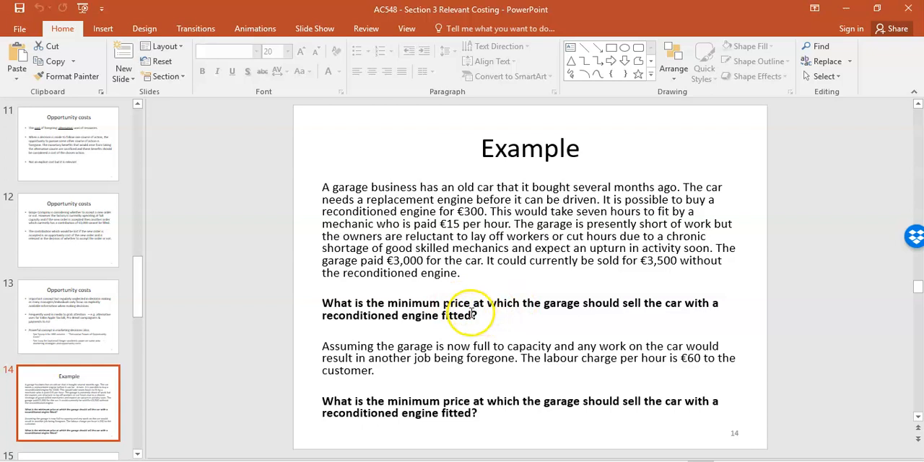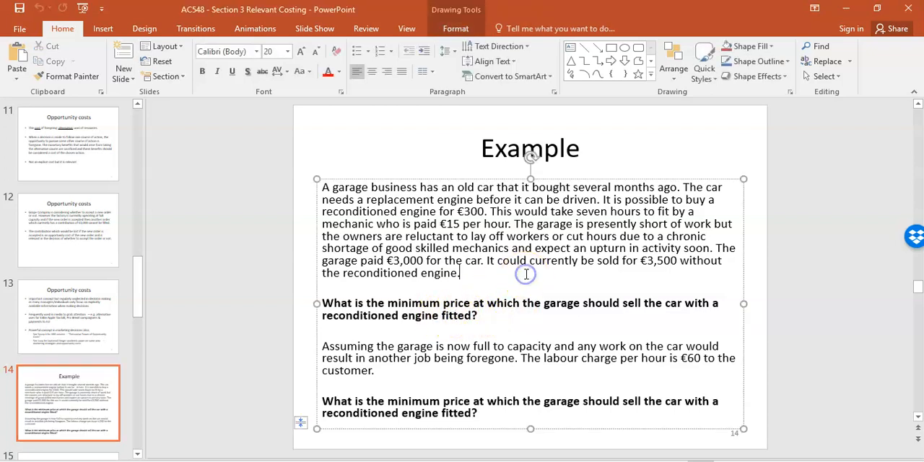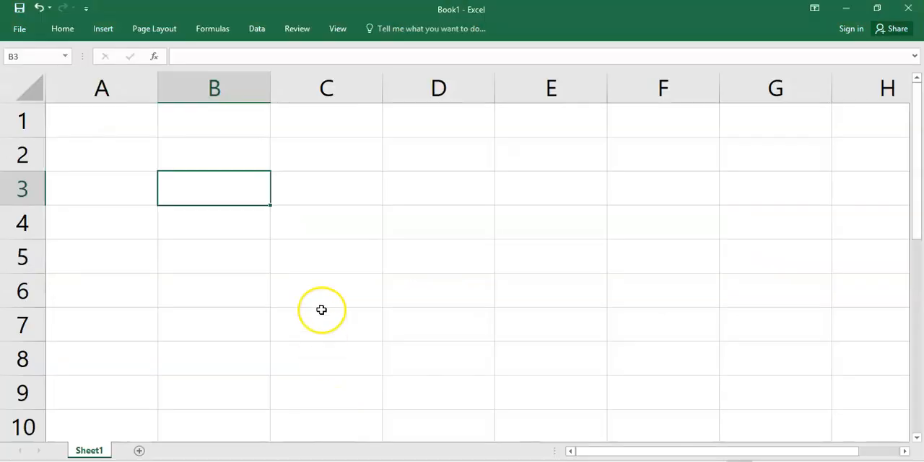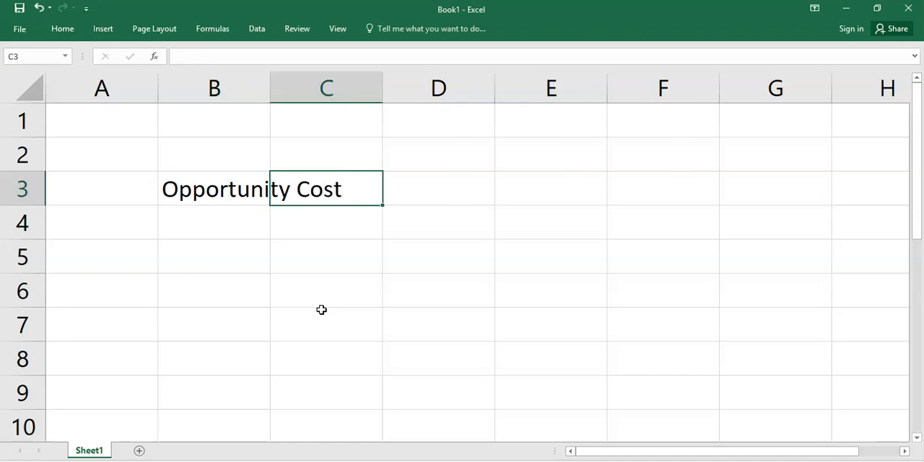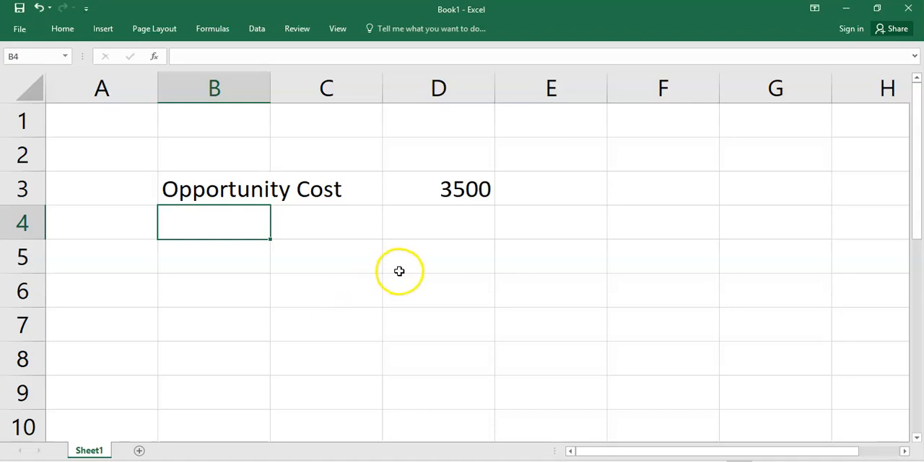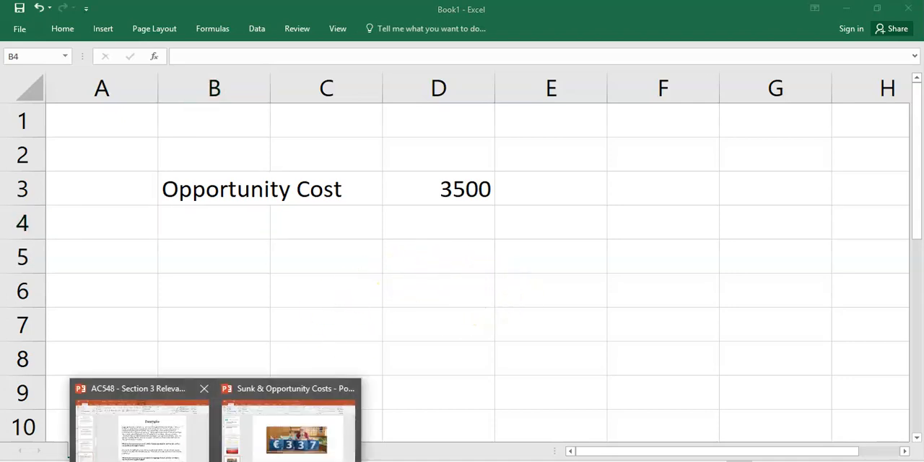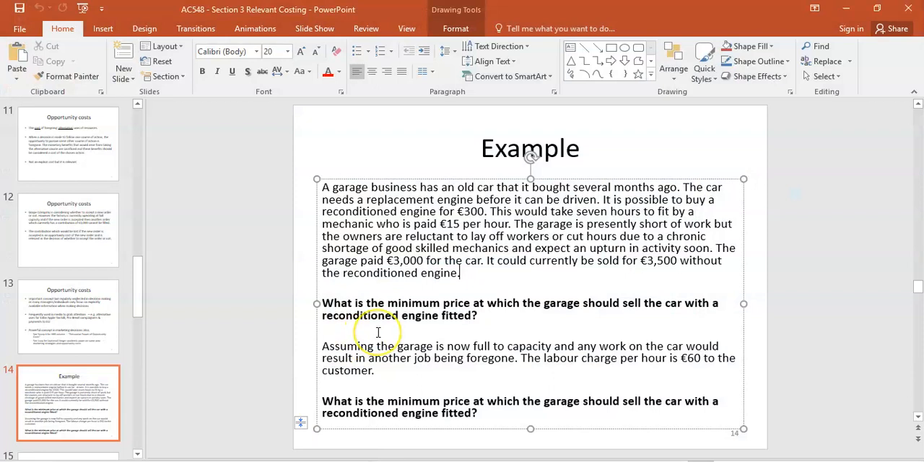Does that make sense? So if we're looking at it here, your starting point is, well, what's the minimum price if we sell a car with a reconditioned engine fitted? Your starting price is the opportunity cost, which is the 3.5, right? Because that's how much you could sell the bare car for currently. So your starting point shouldn't be the historical cost. Doesn't make sense to start with that as the basis because you could currently sell it without the reconditioned engine at 3.5. So if I do recondition the engine, I definitely need to get 3.5 for it.